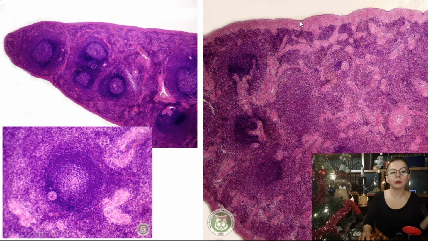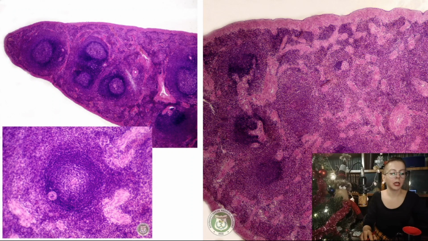In the spleen, on the surface, you can see a pink, more or less thick capsule containing smooth muscle elements, and this capsule sends trabeculae inside, and those trabeculae are very prominent and pink in color. So if you can see this pink capsule with trabeculae, this is the spleen. And one more feature is that lymphoid follicles are accompanied by the central artery. So if you see the central artery inside a lymphoid follicle, this is probably a spleen.